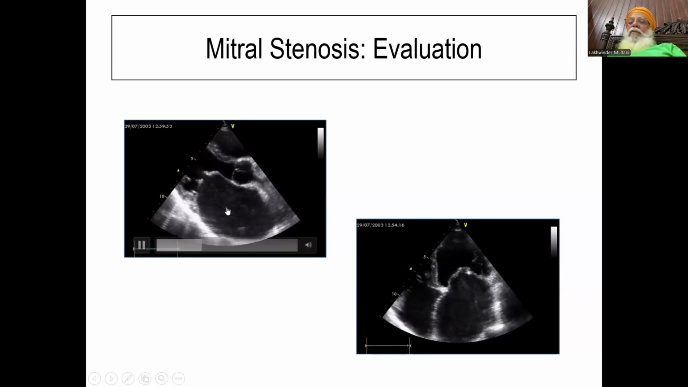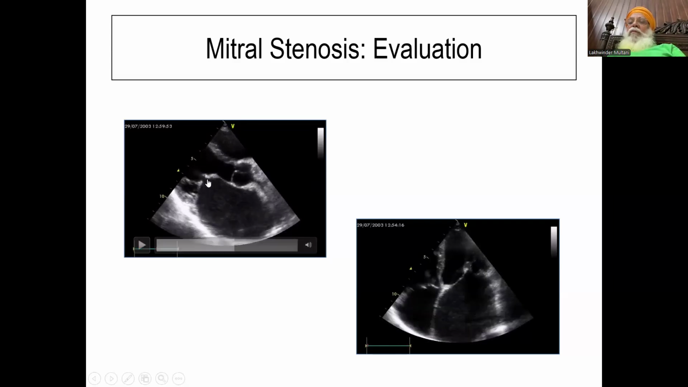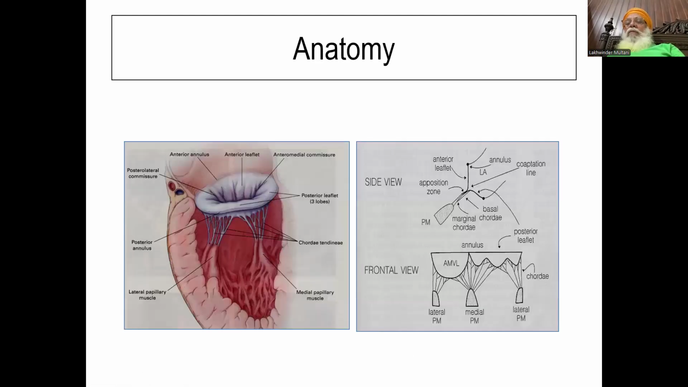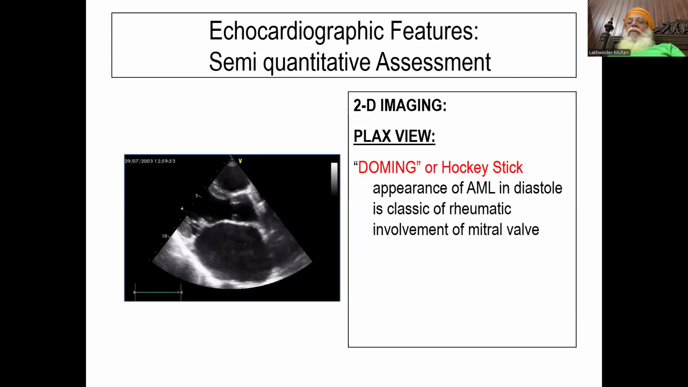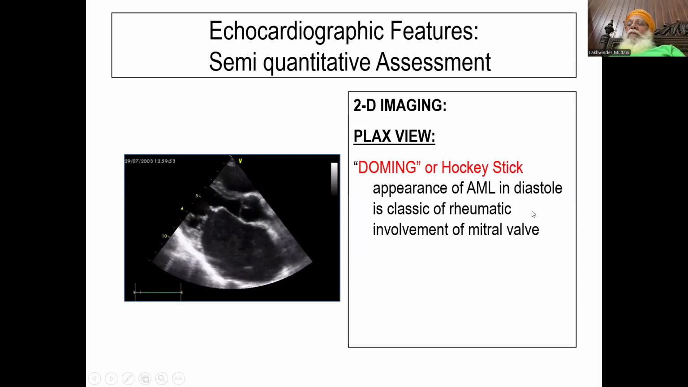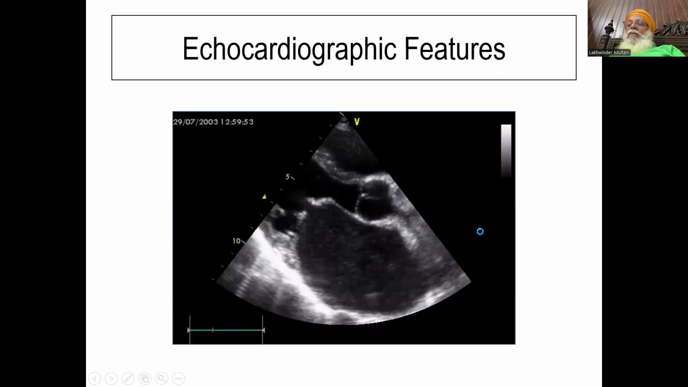And one of the most important signs when we go for quantification, apart from these anatomical features, is the restricted opening of this mitral valve leaflet. We can measure the size of the opening during diastole, and normal is more than 1.2 centimeter, and when it becomes less than 0.6 centimeter, we often say possibly we are dealing with severe mitral stenosis. So this doming, again hockey-stick shaped during diastole, is classical rheumatic heart disease.